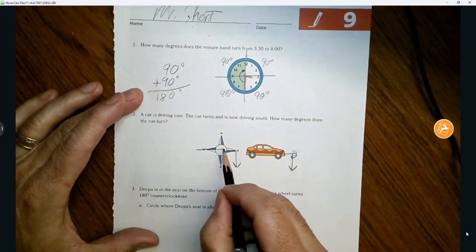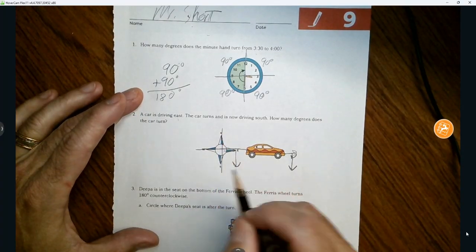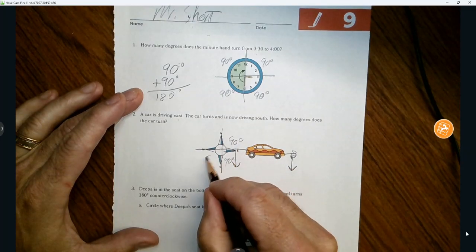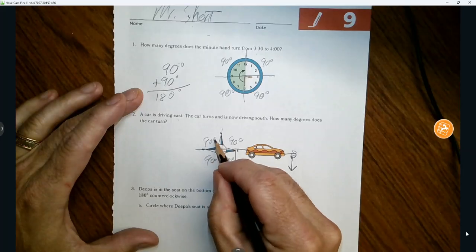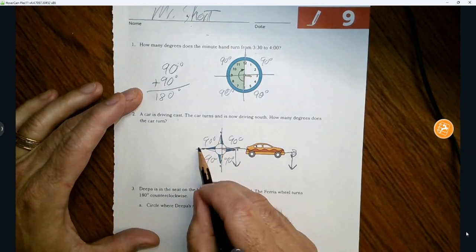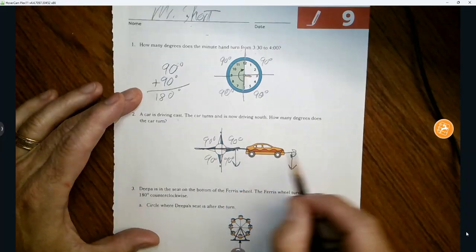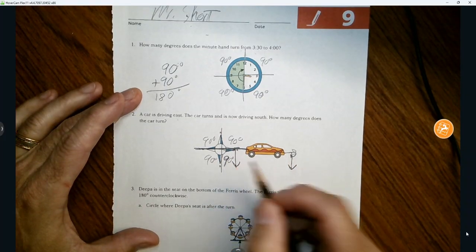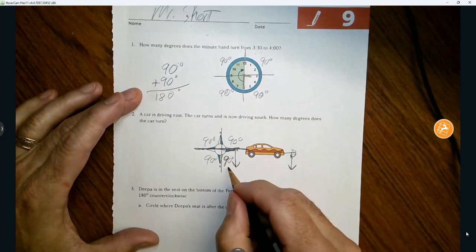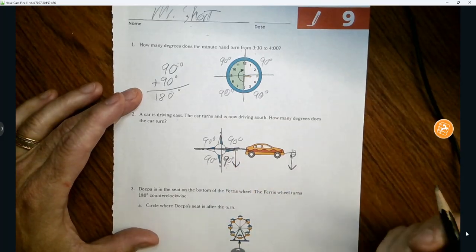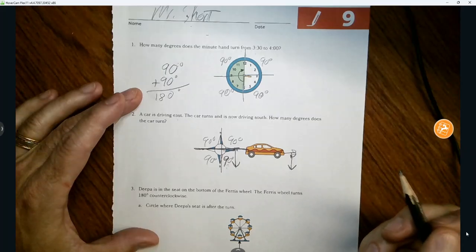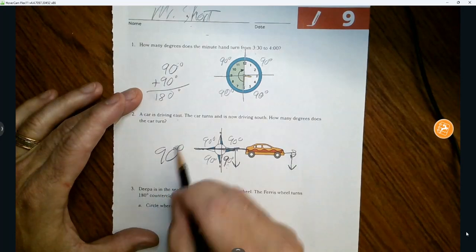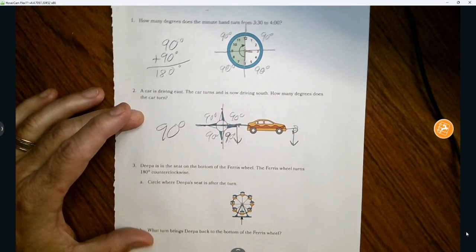Again, divide this up, right? Every section is worth 90. It was going this way, so that's 0. It's already going straight. Then it goes straight down, which a car can't make that turn, but we're going to pretend like it can. So what kind of turn does it make? It makes one turn. It was going straight and went down. So the car turned, how many degrees does it turn? It turns 90 degrees. All right.